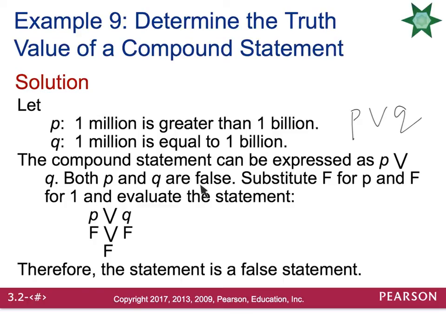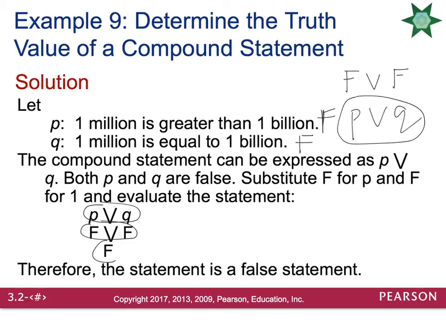Now, notice both P and Q are false. So we know that P is false, right? 1 million is greater than 1 billion. No, that's not true, so that's false. And then 1 million is equal to 1 billion. No, that's false. So what we have here is a false or false. I'm looking at the truth value of this thing, P or Q, and we have false or false. So our result is false. So that's a false statement.